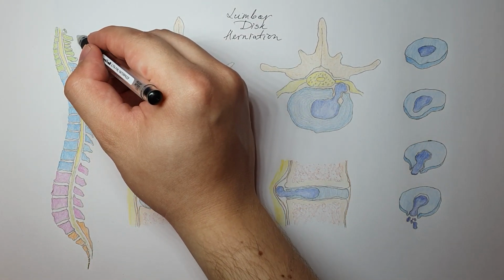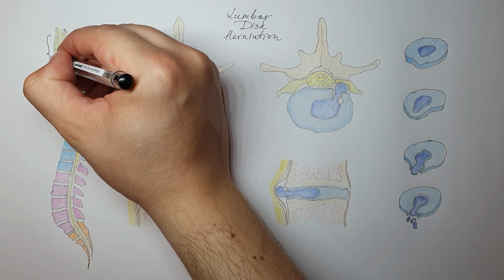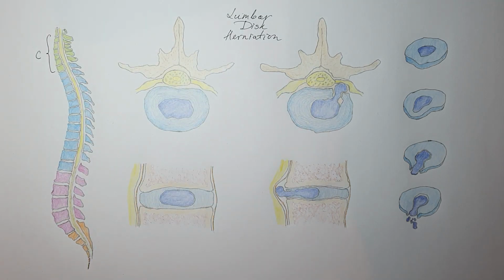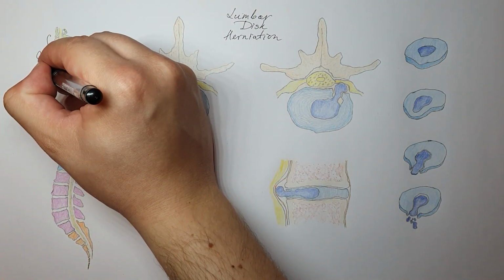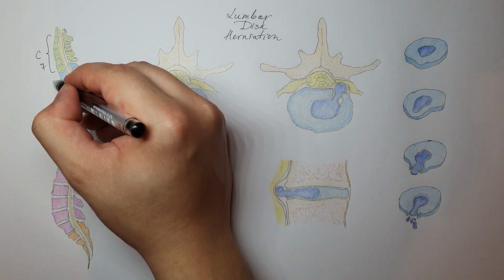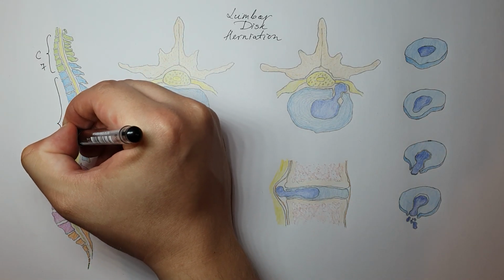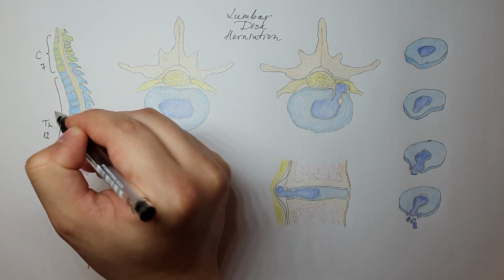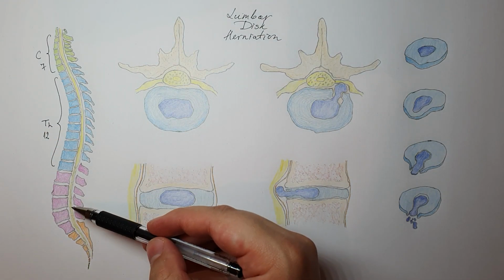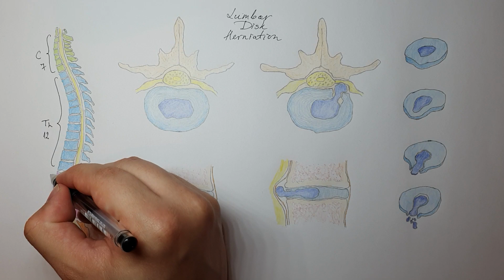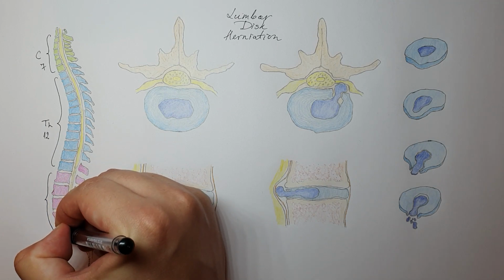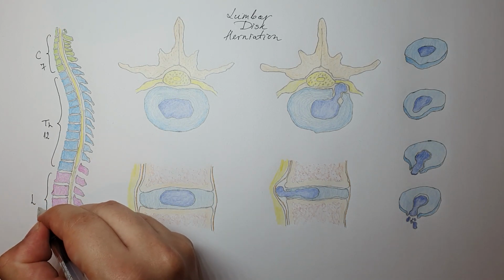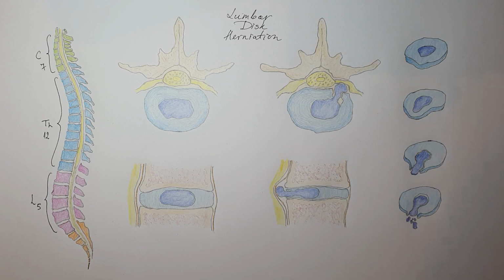So our vertebral column has many vertebrae. First, we have the cervical spine. The cervical spine has 7 vertebrae. Then we have the thoracic spine, which has 12 vertebrae. And then we come to the lumbar spine. The lumbar spine has 5 vertebrae.